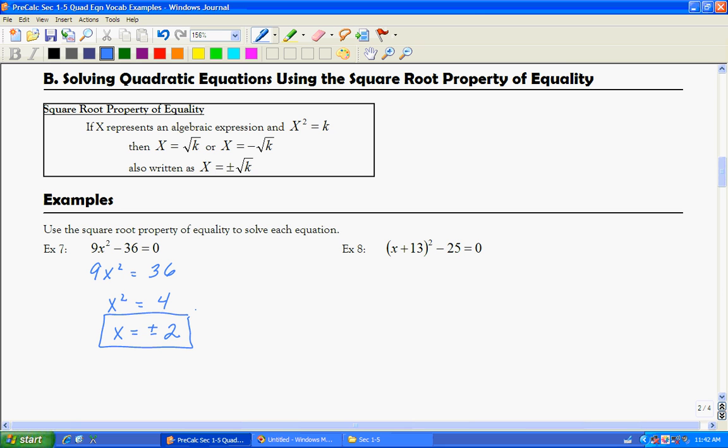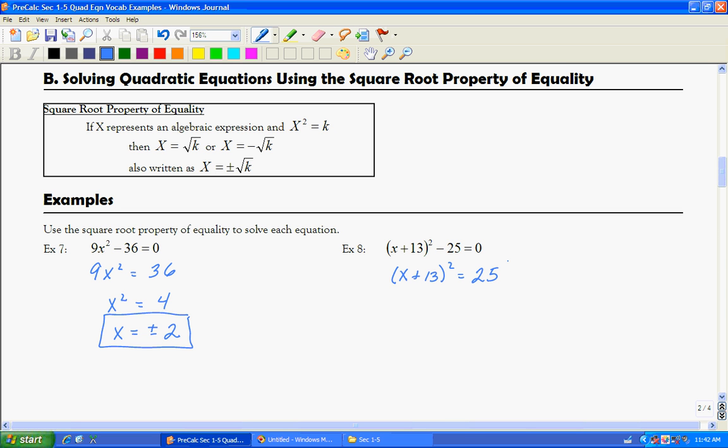Next example, we have a quantity that's squared. So this is another case where it's a perfect opportunity for us to use the square root property. And again, we want to get the squared part, and this time it's an expression, by itself. So we're going to add 25 to both sides. So we end up with (x plus 13) squared is equal to a positive 25.